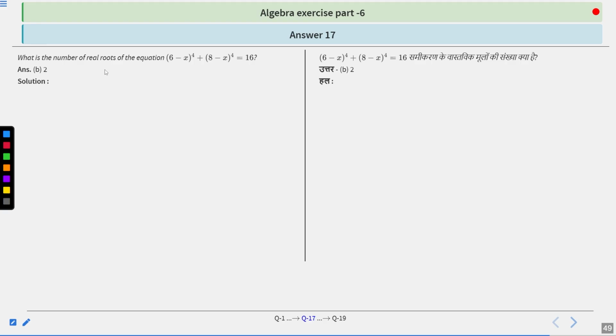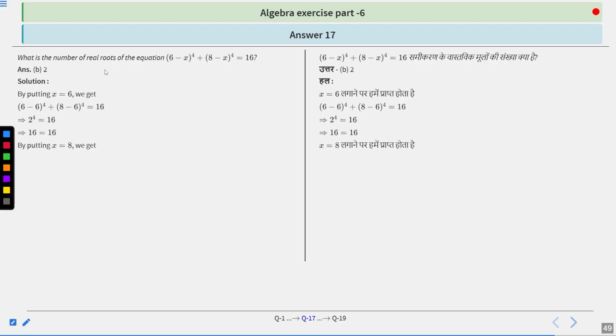Now let us look at the solution of this question. By putting x equal to 6 in the equation, we get 6 minus 6 whole power 4 plus 8 minus 6 whole power 4 equal to 16. Therefore, on the left hand side, we get 2 raised to power 4 equal to 16. Therefore, left hand side is equal to right hand side. That means the value of x equal to 6 is satisfying the equation.